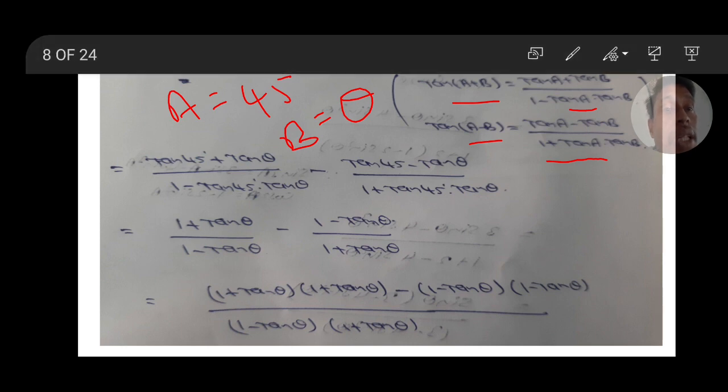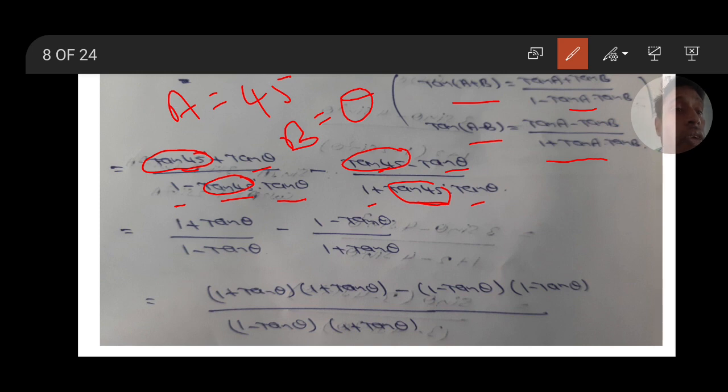Substituting, we get tan a, that is tan 45, plus tan theta by 1 minus tan 45 into tan theta. Similarly, tan of a minus b is tan 45 minus tan theta by 1 plus tan 45 into tan theta. And what is the tan 45 value? It is 1. So we get 1 plus tan theta by 1 minus tan theta minus 1 minus tan theta by 1 plus tan theta.